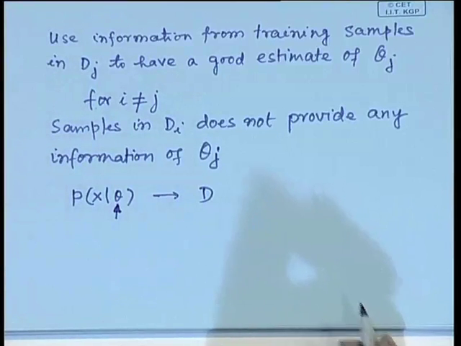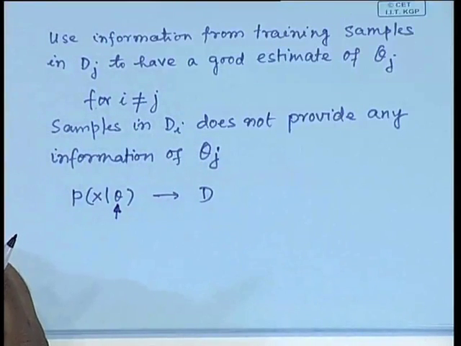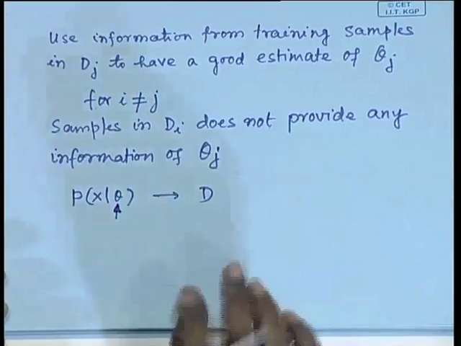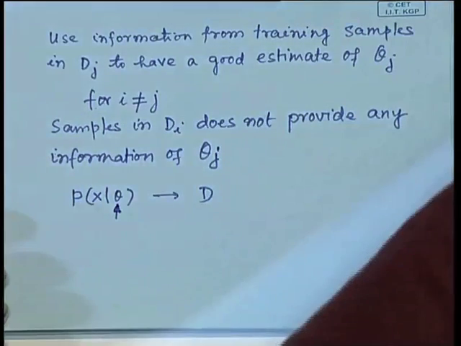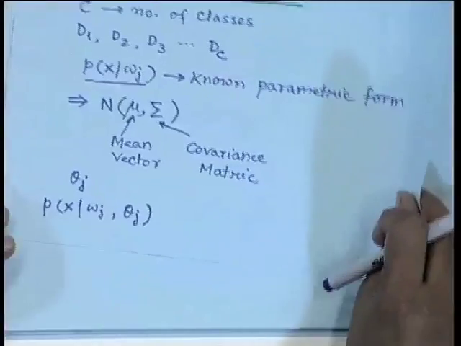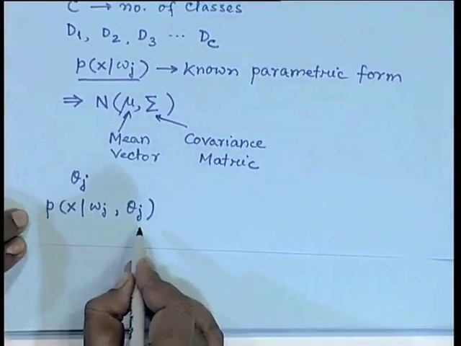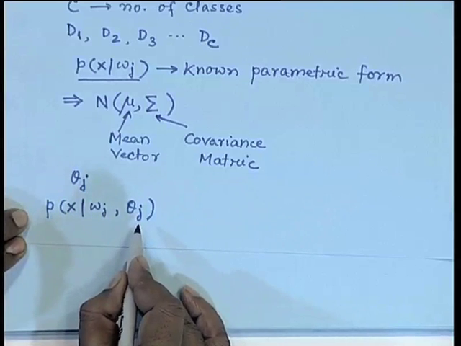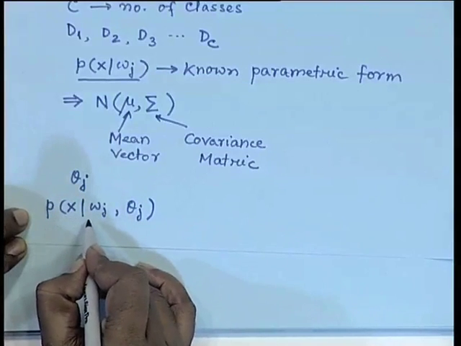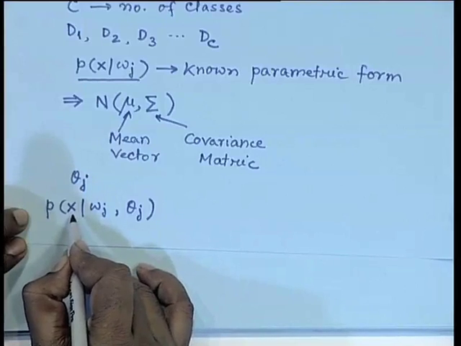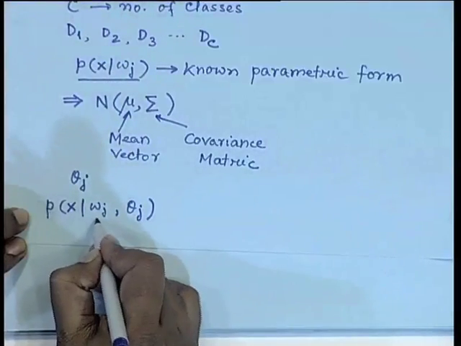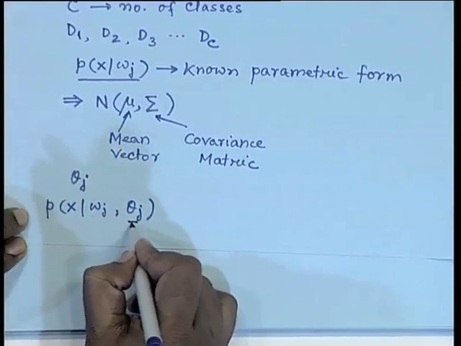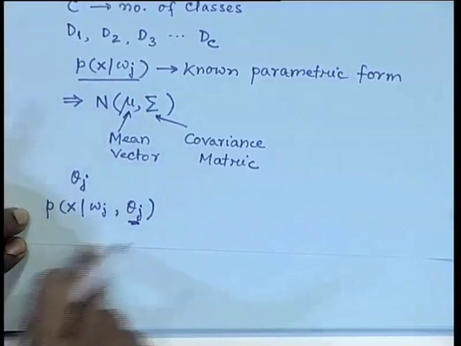And as the samples are drawn independently, suppose D contains n number of samples. What is the interpretation of P x given omega j, theta j? This is the probability density function of the set of samples in set D j. I know that the samples in set D j belong to class omega j, and theta j is the parameter vector which specifies this probability density function.